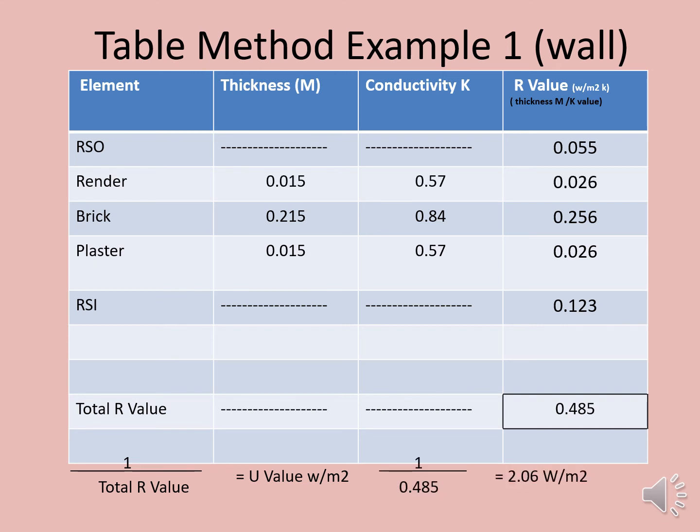Step 7. Calculate the U value for the whole wall. Finally, we can work out the total thermal transmittance value, or U value, of the wall by using a simple formula. 1 divided by the total R values equals the U value. The U value is the total amount of heat loss per second per meter squared of wall, when there is a temperature difference of 1 degree centigrade between inside and outside air.